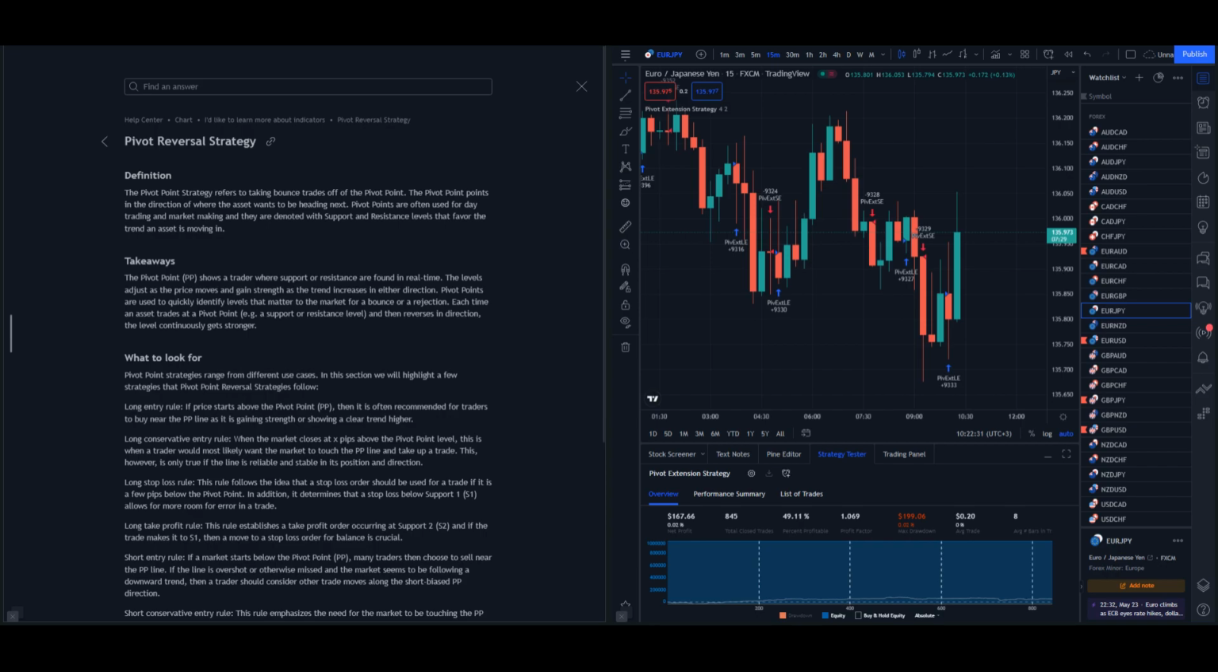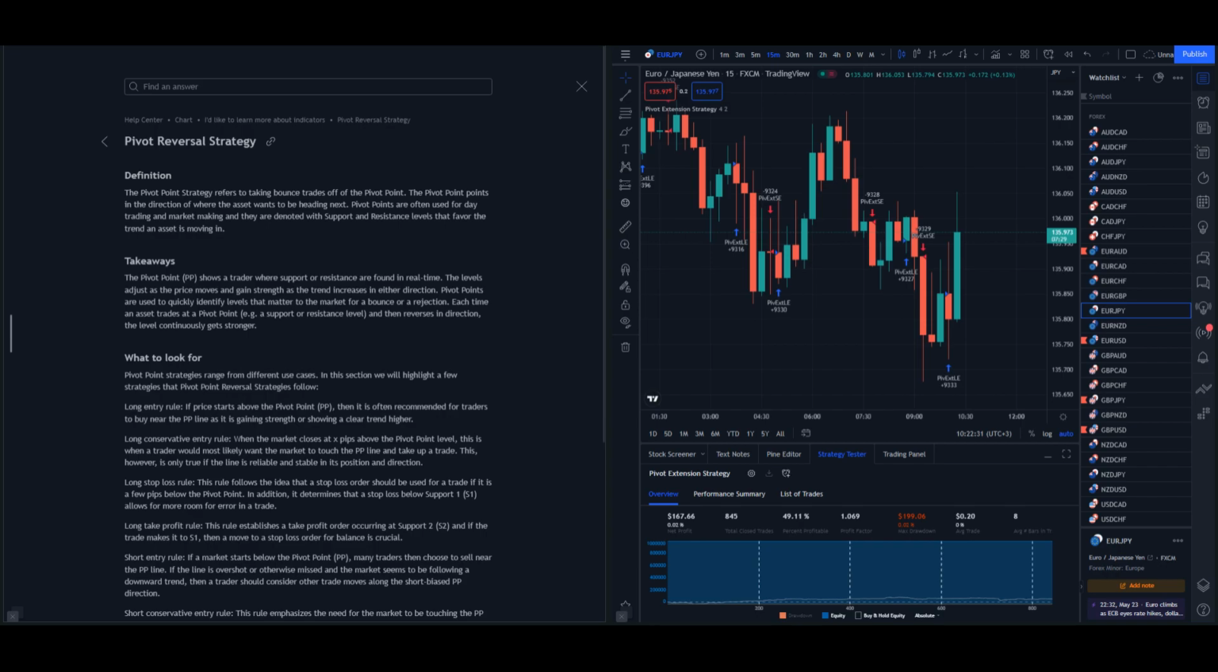Short entry rule: if a market starts below the pivot point, PP, many traders then choose to sell near the PP line. If the line is overshot or otherwise missed and the market seems to be following a downward trend, then a trader should consider other trade moves along the short bias PP direction.